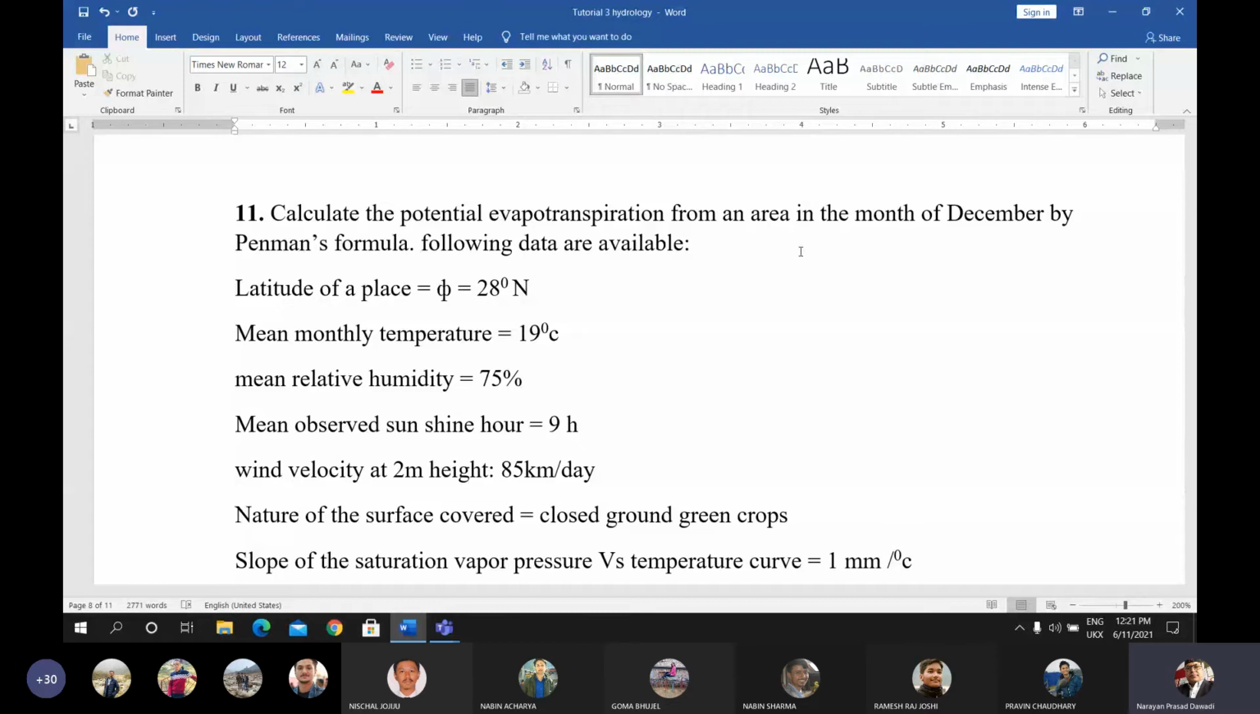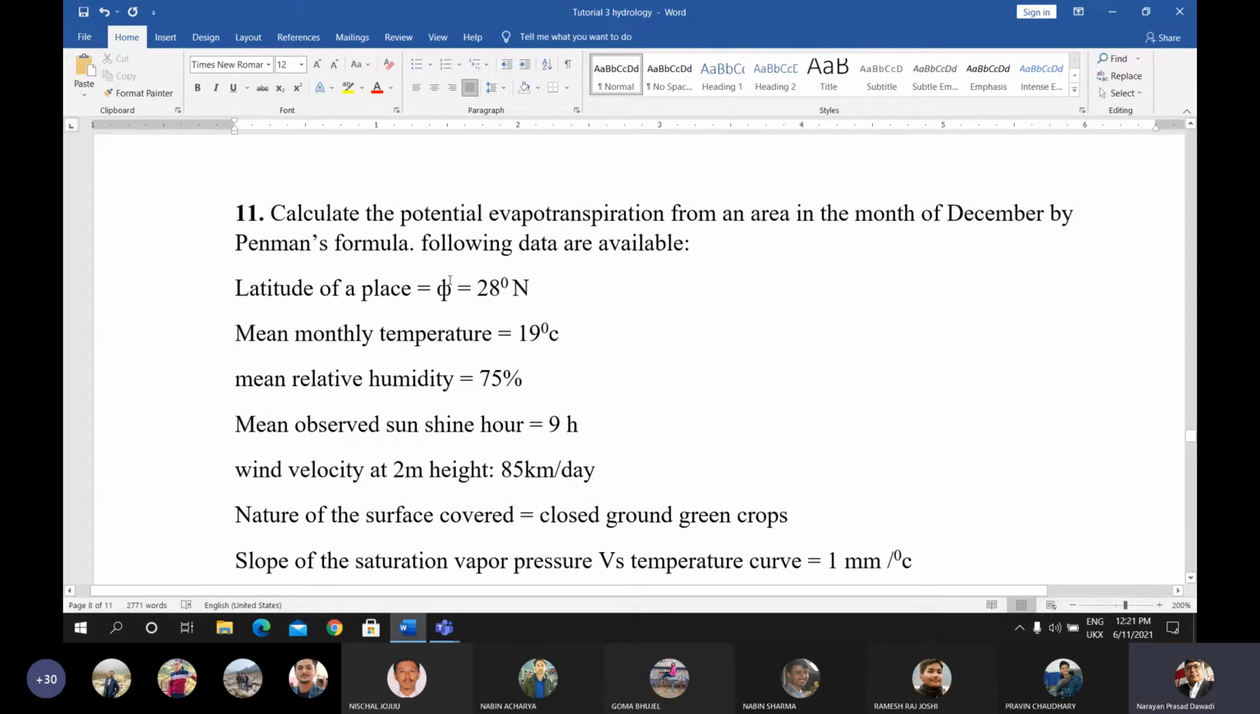From the surface of the land, or from the surface of the water, or from the plant body, that combined evaporation loss can be calculated using the Penman's equation, which is also used to find the potential evapotranspiration from the area. Okay, now for this the data are provided here.